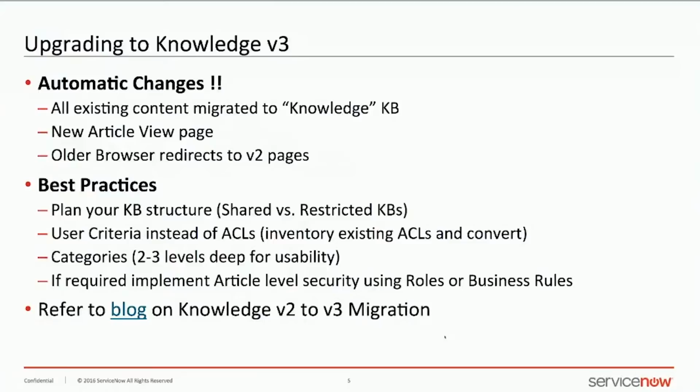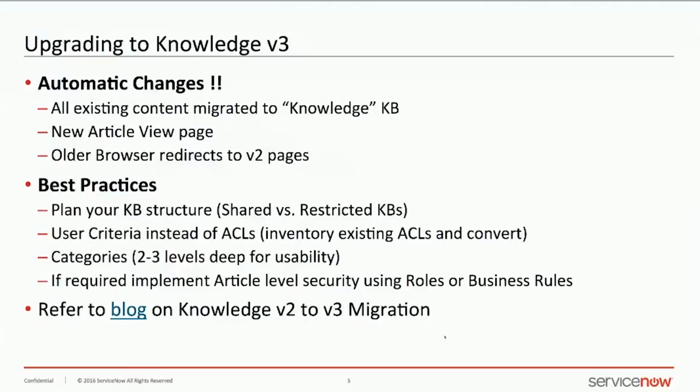Categories: we move from the two-level topic/category to the multi-level category tree. It helps to not have a lot of levels. Usually 4 or 5 levels is considered too much for your users because they lose interest as they're going into the tree. We recommend up to 2 to 3 levels. However, the tool would support as many levels as you would need for your organizational structure. Also, if you need to implement article level security, you can use roles or business rules. This will be more relevant as we go through the later slides.